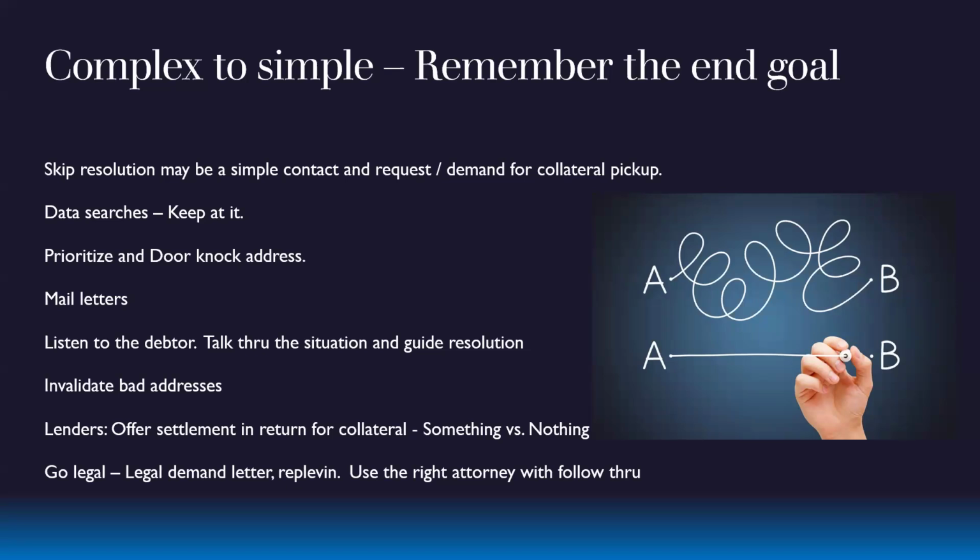Invalidate bad addresses. If you know an address is bad, try not to deploy that out in the field. The last thing you want is to have an agent sidetracked on an address that's no good. And this is something that many lenders have done in the past, and you do not see it anymore. Offer a settlement in return for collateral. Sometimes something is better than nothing.